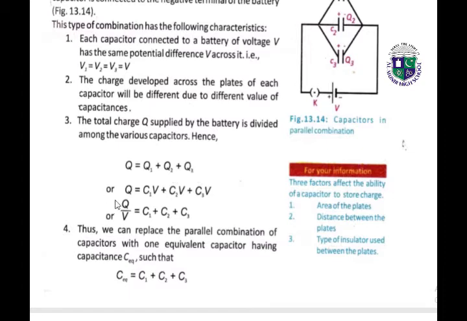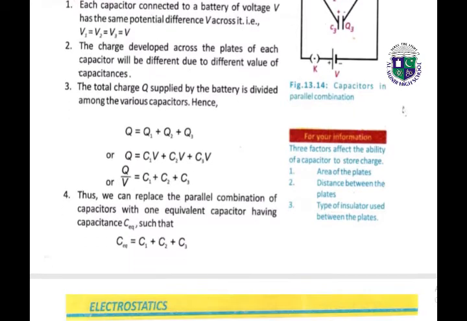Or we can say that Q is equal to C1V plus C2V plus C3V, which is equal to Q1, Q2 and Q3. Or we can say that Q over V is equal to C1 plus C2 plus C3. Number four, thus we can replace the parallel combination of capacitors with one equivalent capacitor having capacitance C equals C1 plus C2 plus C3.